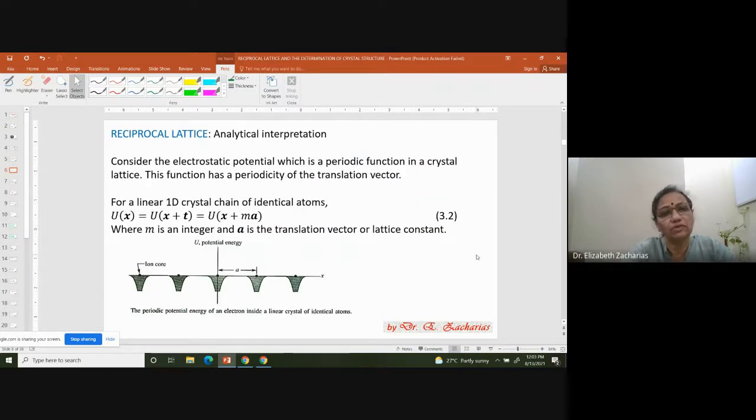Okay, so now this series of dots that you got in a space called K space is called the reciprocal lattice. So now let's get into the analytical interpretation of that.